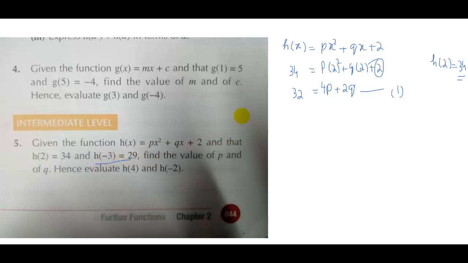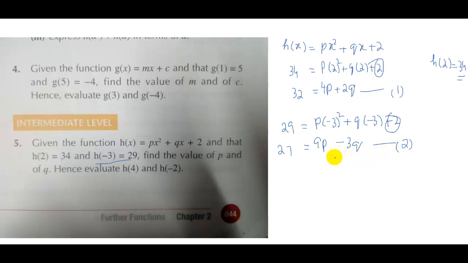And now the second information is that when we put minus 3, the answer is 29. So put minus 3 in the function again, p into minus 3 squared plus q into minus 3 plus 2, and answer is 29. So it will be 9p minus 3q. If I bring this 2 on the other side, it will become minus, so 27. This is equation number 2. So now we will again solve them simultaneously.